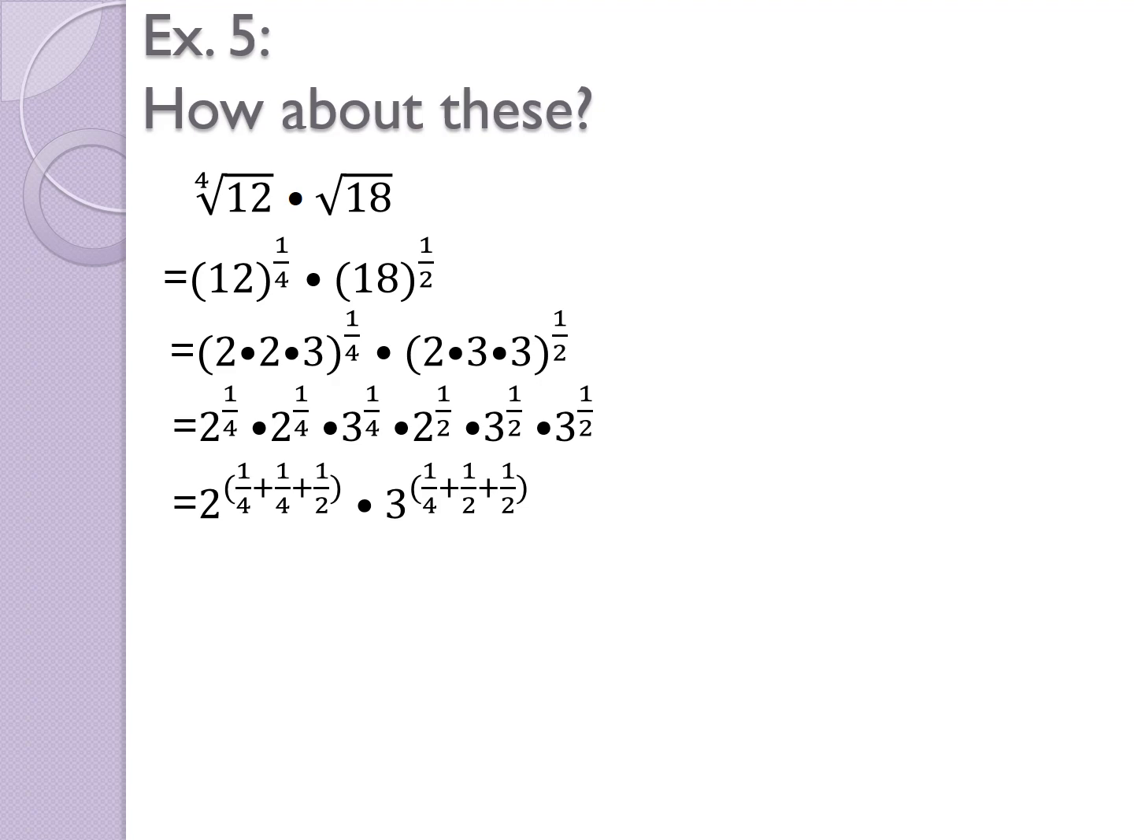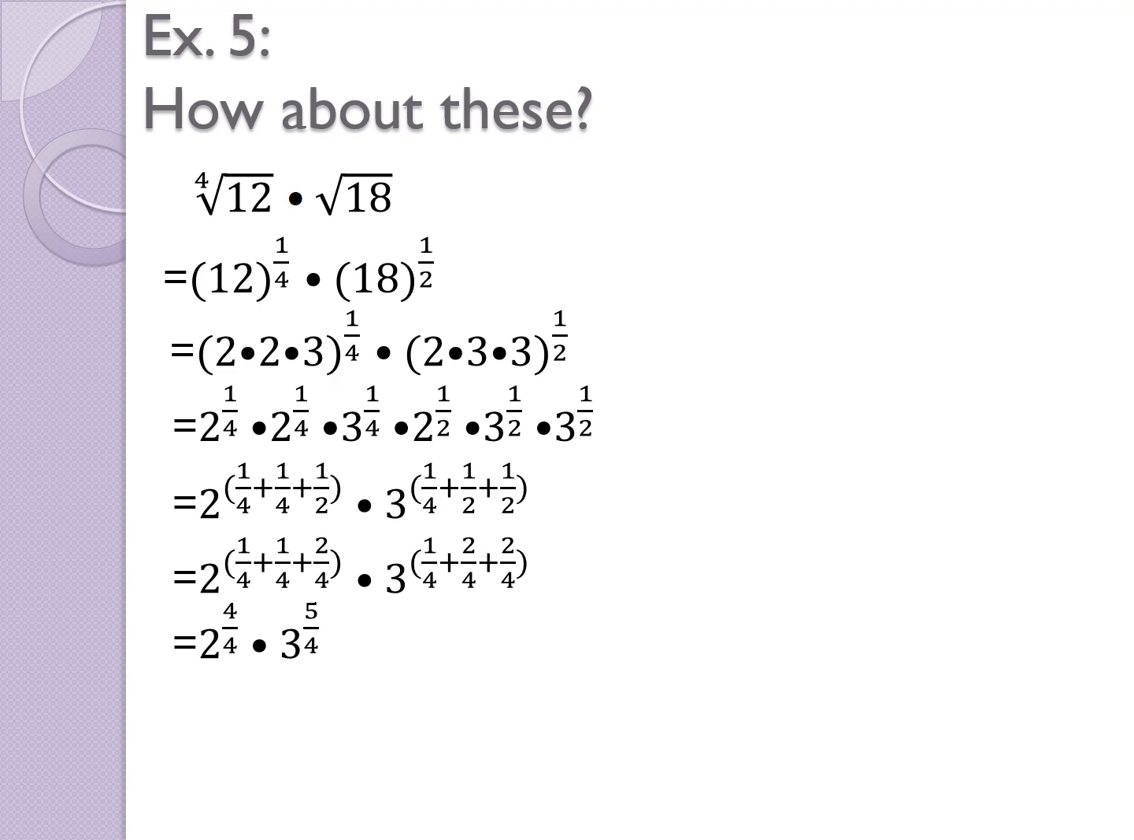Now, I need a common denominator. So on the 2's, my common denominator is going to be 4. And on the 3's, my common denominator is going to be 4. So got them all in common denominators, and then 1 plus 1 plus 2 is 4, and 1 plus 2 plus 2 is 5. Now, 4 over 4, that's 1. So what I'm going to do at this point is I'm like, ooh, 5 over 4.